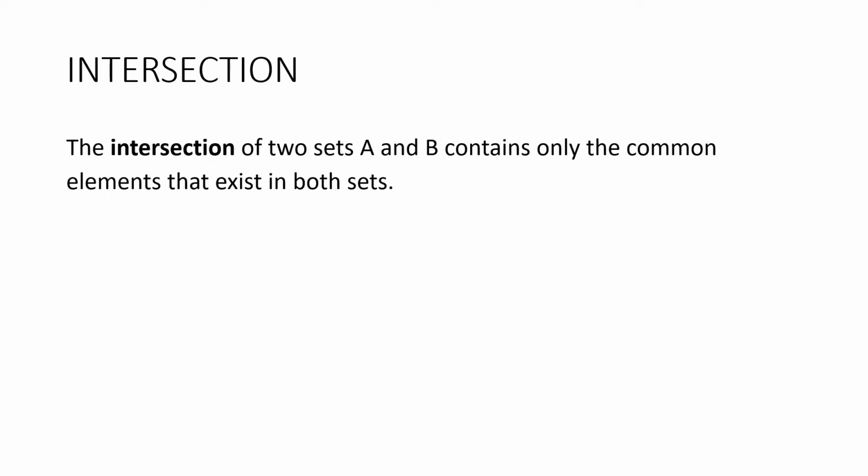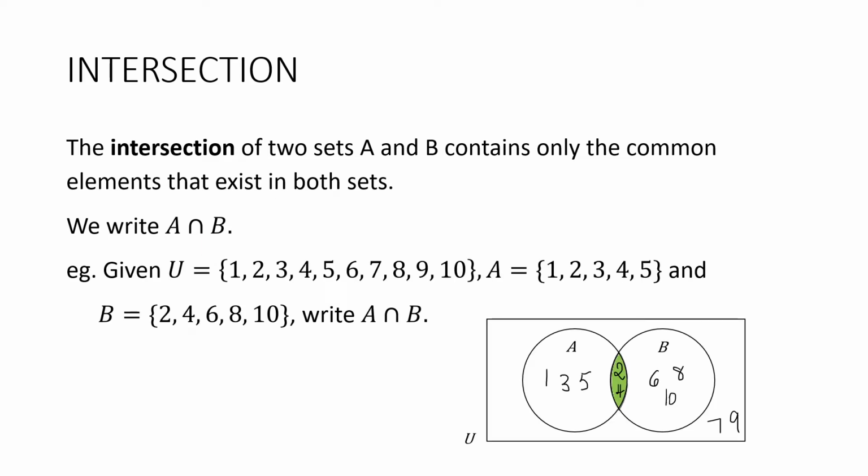And then the intersection. The intersection of two sets A and B contains only the common elements that exist in both sets. And this is what we write, A intersection B. Same example, and this time we want only the overlap. So A intersection B is the set 2, 4.